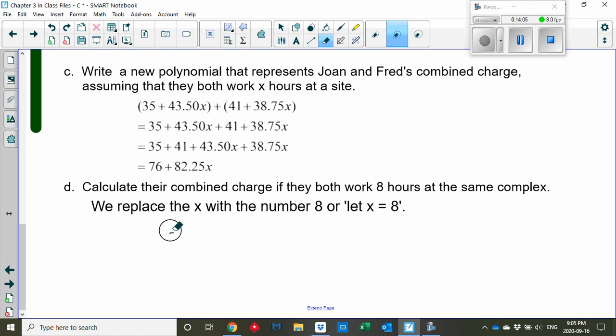We take our new polynomial, we plug in 8 for the x, we multiply out 8 times 82.25, and then we add the 76, make sure you do BEDMAS here, and we end up with their total charge if they both work 8 hours. Okay, so that's it for the lesson.